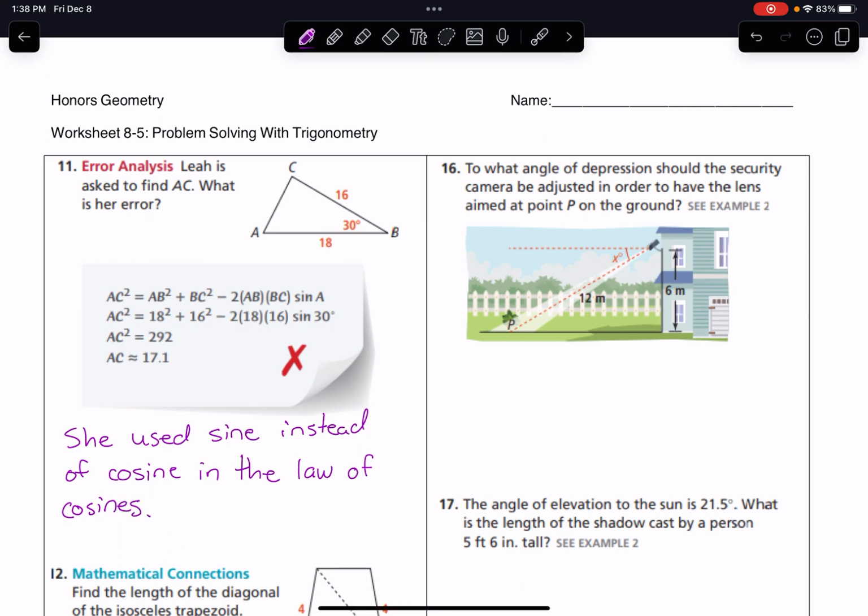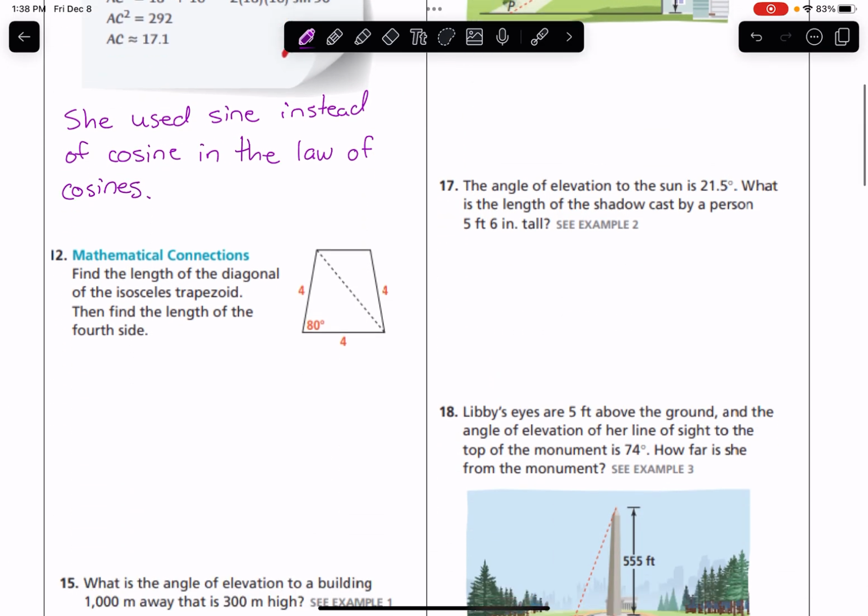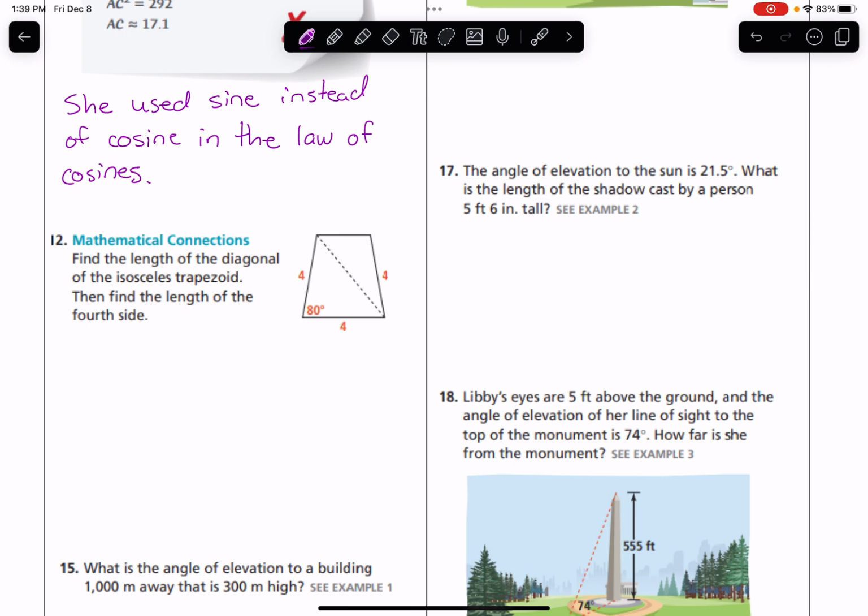That's it. Number 12, find the length of the diagonal of the isosceles trapezoid, then find the length of the fourth side. So we've got two triangles here created by the diagonal in our trapezoid, which means we can use laws of sines and cosines to find our missing pieces. First, to find the length of the diagonal, I have a side angle side configuration, so I can use the law of cosines to find the missing value of x here.